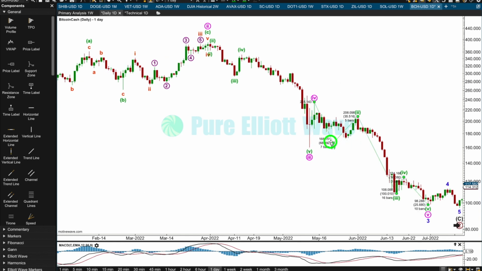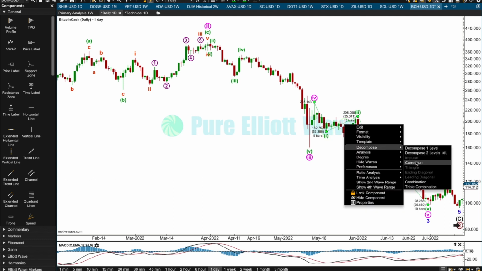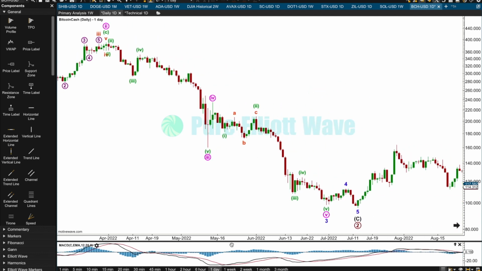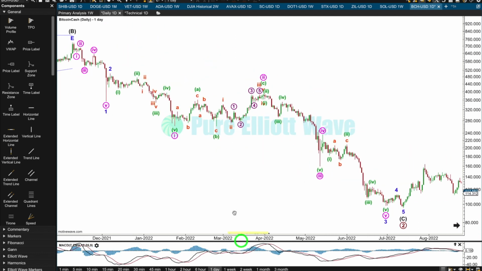Okay, what if this is over here and then the second wave is a flat correction? I'm checking, is C moving beyond the end of A? Yes, it does. No truncation, no running flat. Yep, I think that's going to be fine. Okay, so the answer to the question is yes.